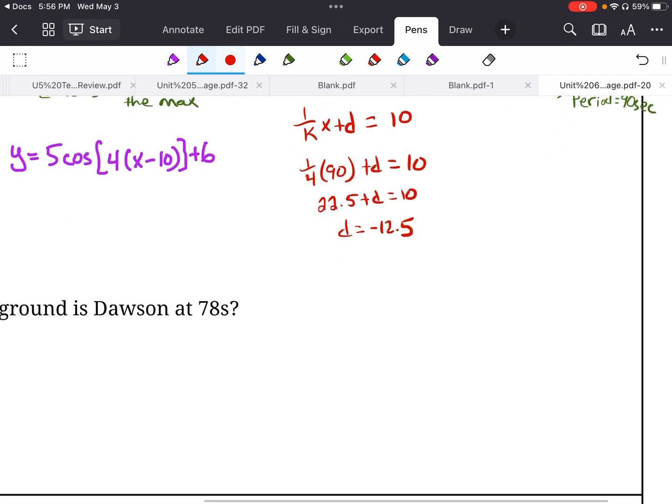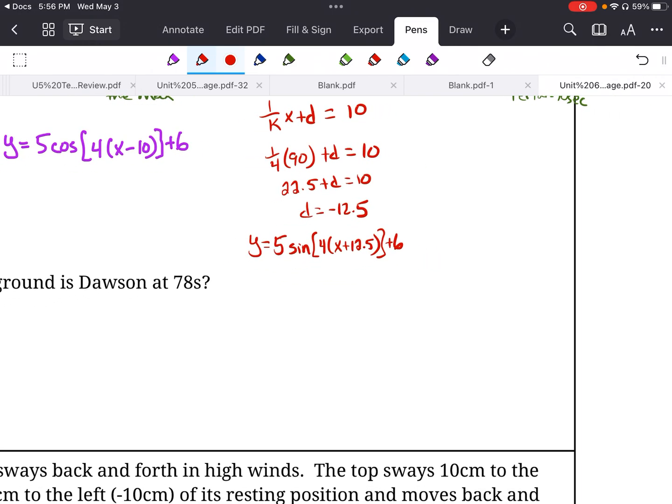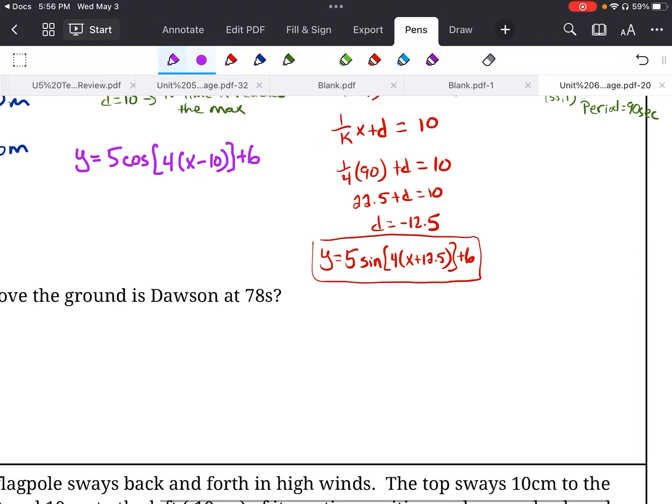So when you're going from cos to sine, the only two things that change are the phase shift, so the d value, and the word from cos to sine. The amplitude stays the same. We're changing it to a sine. The k value stays the same, but we are changing the phase shift. Okay, so that is equation 2.